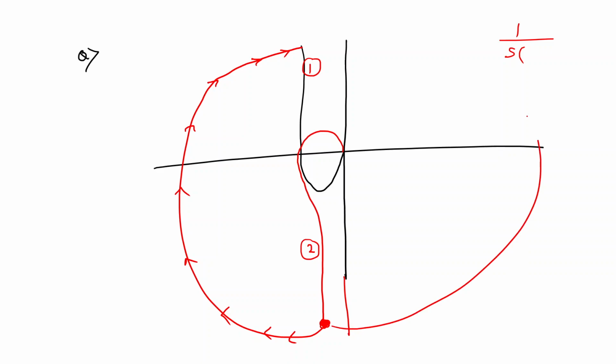You cannot make an anti-clockwise circle, right? You cannot go in this direction because it is anti-clockwise. So you have to start clockwise. So let's say this is your Nyquist plot.